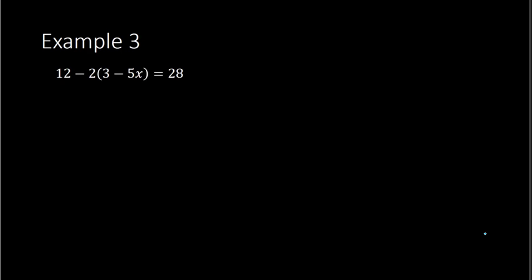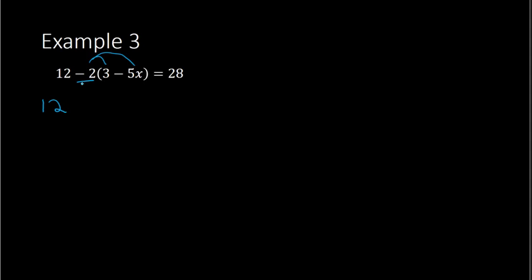Example 3. This one is very similar to the last one. The only thing that is different that I'd like to point out is right here we have a negative 2 in front of the parentheses. So again, we want to simplify this left side. And to do that, again, we want to distribute this negative 2. But take note, we're distributing the negative and the 2. So it's not just take the positive 2 and distribute. We multiply negative 2 by both terms.